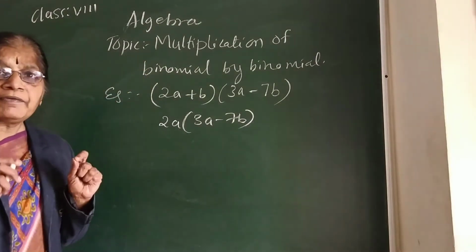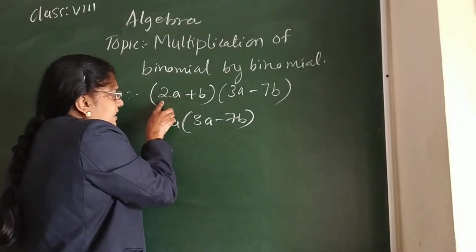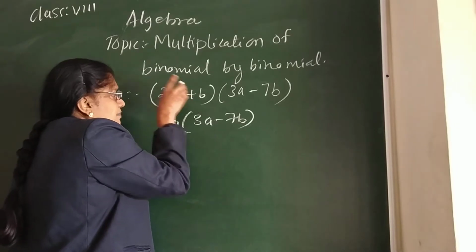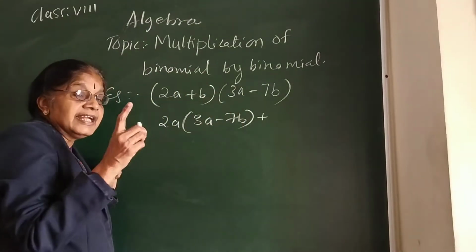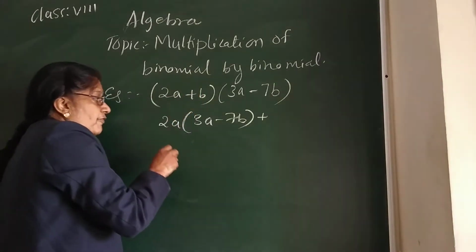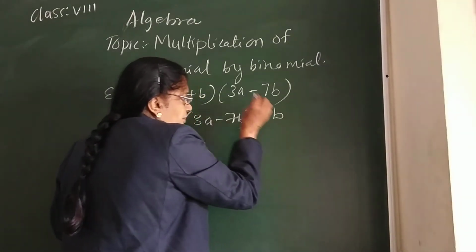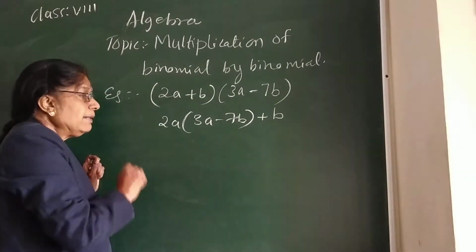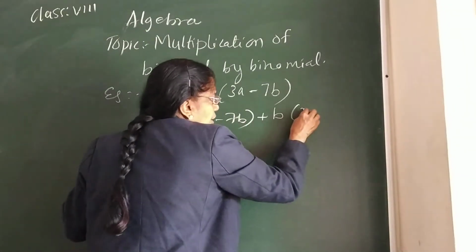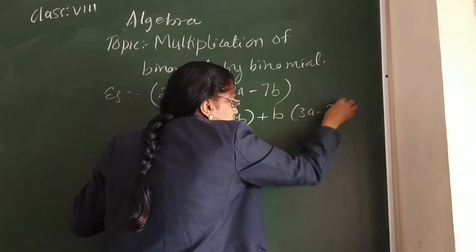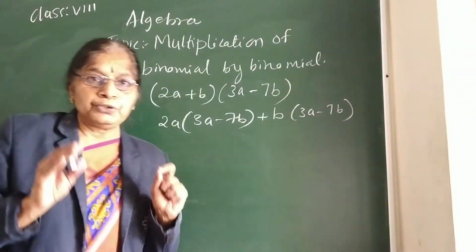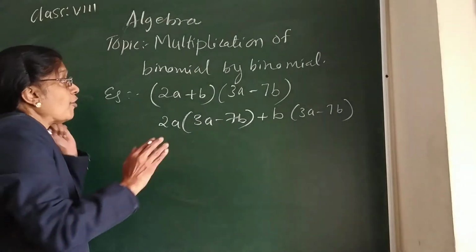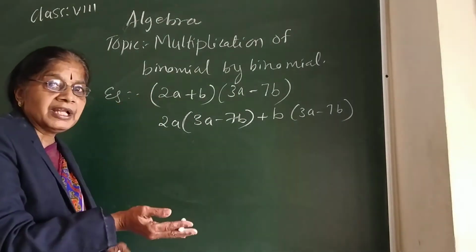Then next step, what do we have to do? What is the sign between the two terms in the first binomial? Plus sign. So it will become plus. Then take the second term of the first binomial, which is b, and multiply with both the terms of the second binomial. So this is called distributive property. So we are going to use the distributive property for multiplication of binomial by binomial.